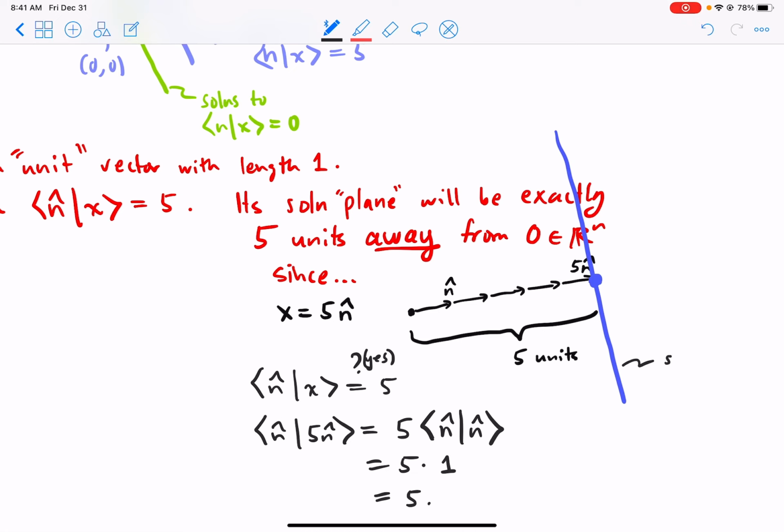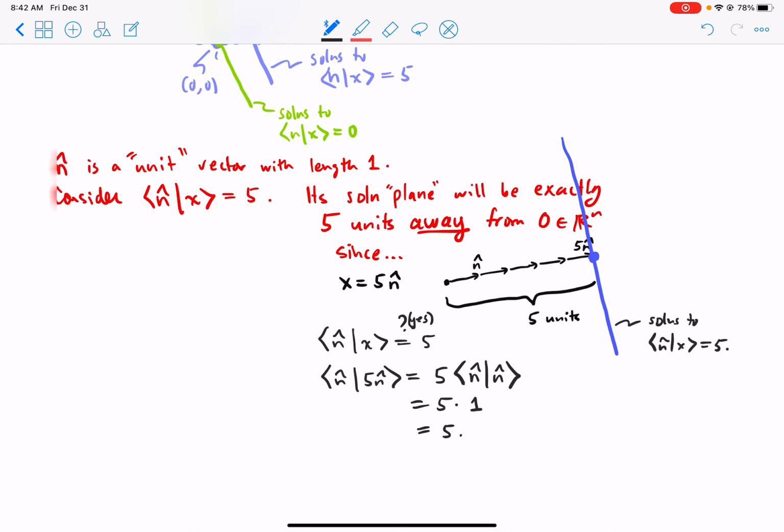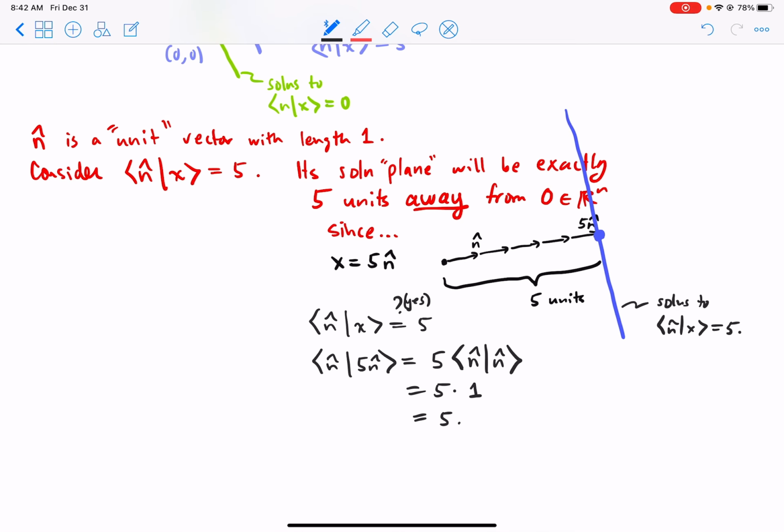Okay, and so here's solutions to n hat dot x equals 5. And so we've observed that the solution plane, at its closest point, of course, this point is much farther away than 5 units. This point over here is also a solution, and it's more than 5 units away. But at the closest point on that plane, it will be 5 units away, because we calculated that 5 n hat solves the equation.